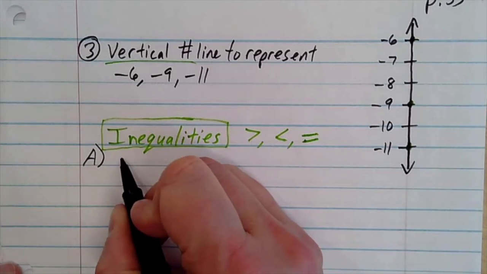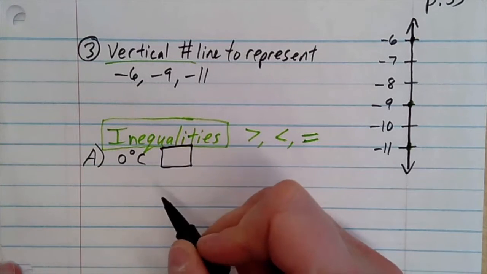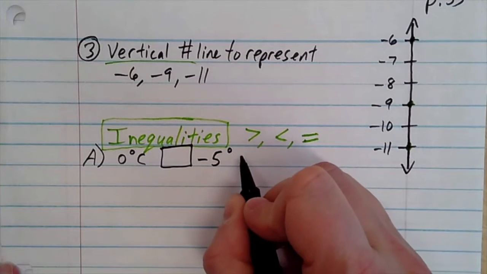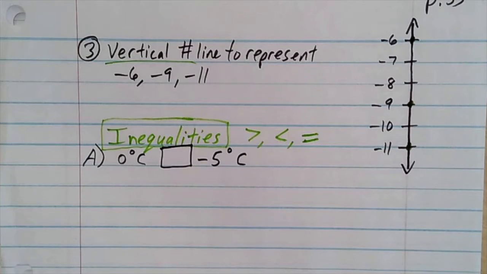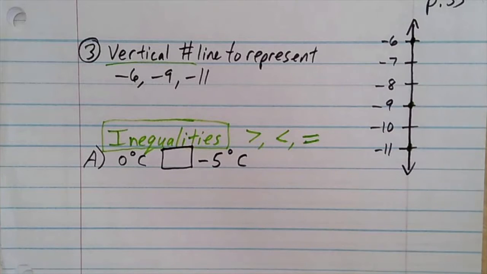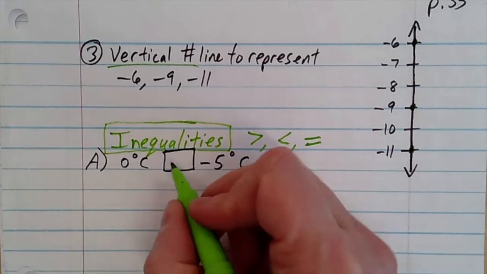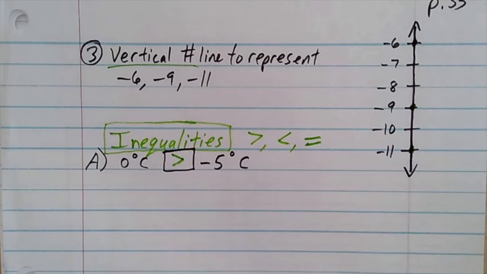A says 0 degrees Celsius compared to, so here's your box, compared to -5 degrees Celsius. So you've got to figure out 0 and -5. Well, I know -5 is less than 0, so that means 0 is greater than that. So I would need to fill this in with 0 is greater than -5.